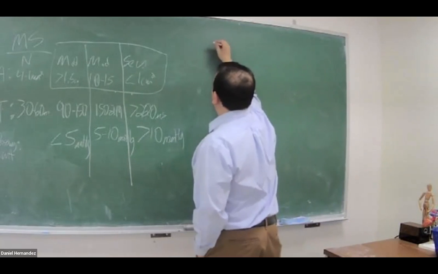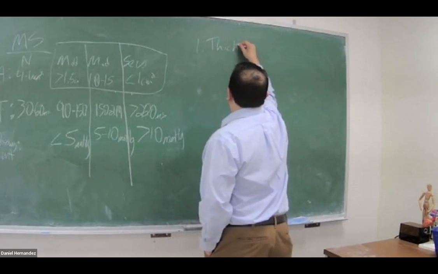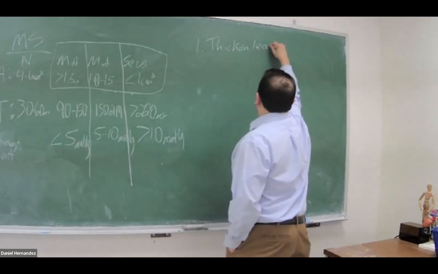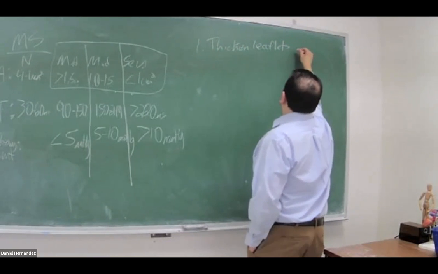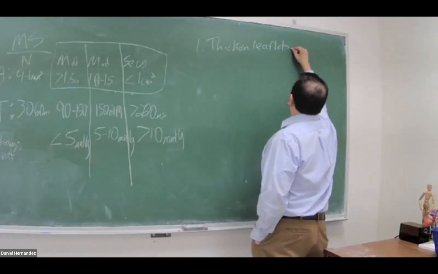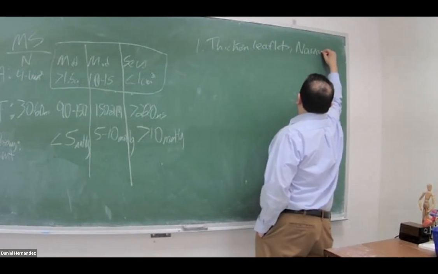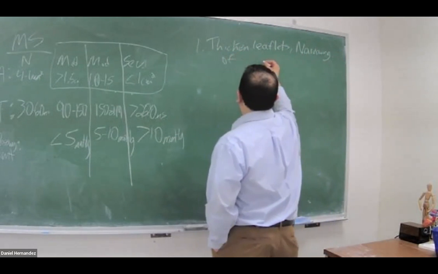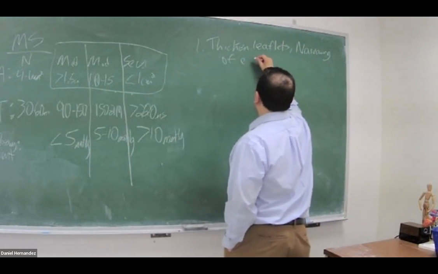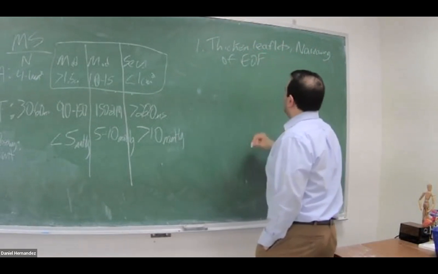So you can see that on the envelope. So thickened leaflets, narrowing of the effective orifice area. Abbreviate that EOA.